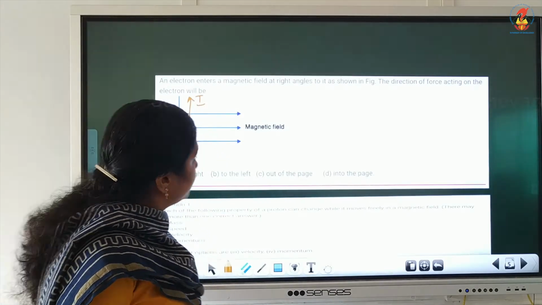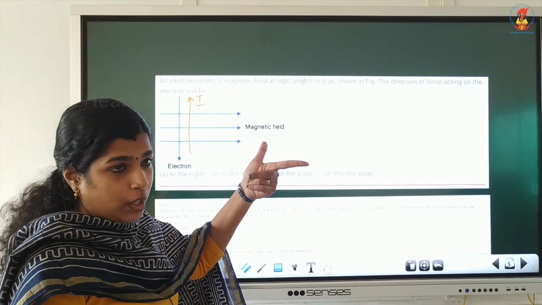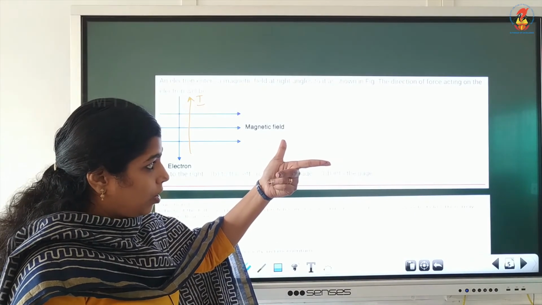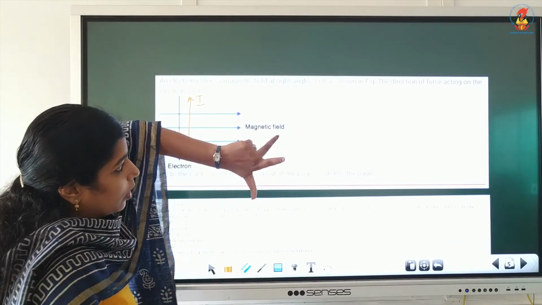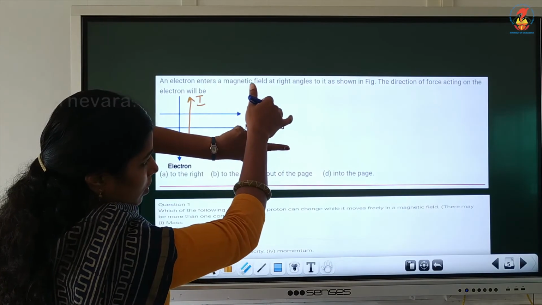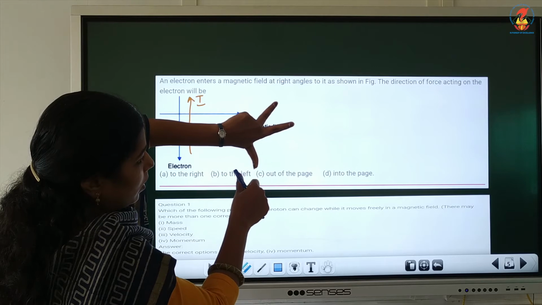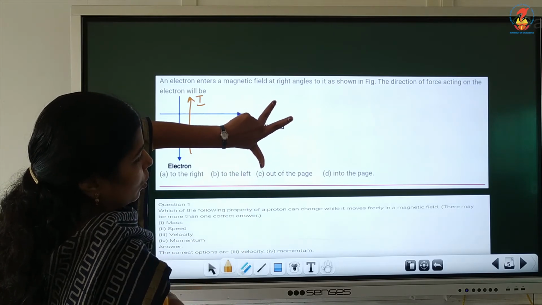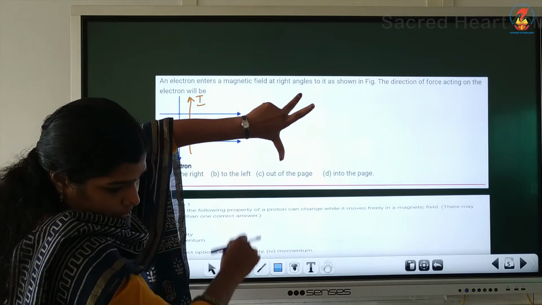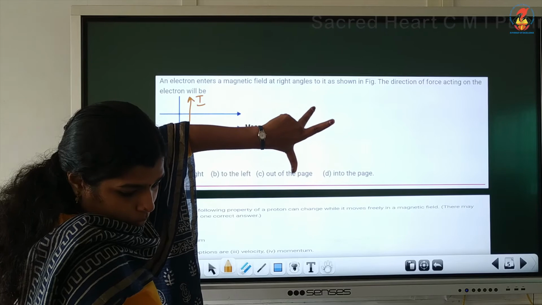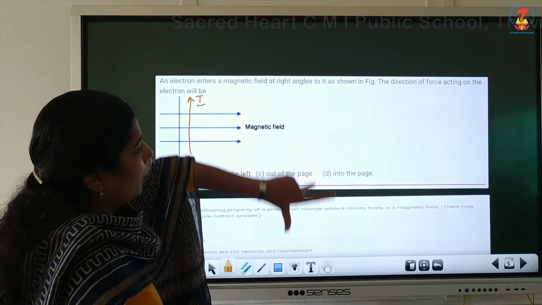So, magnetic field is in this direction, current flows in the upward direction. So, in which direction will the thumb point? The thumb is in the downward direction. So that means into the page.